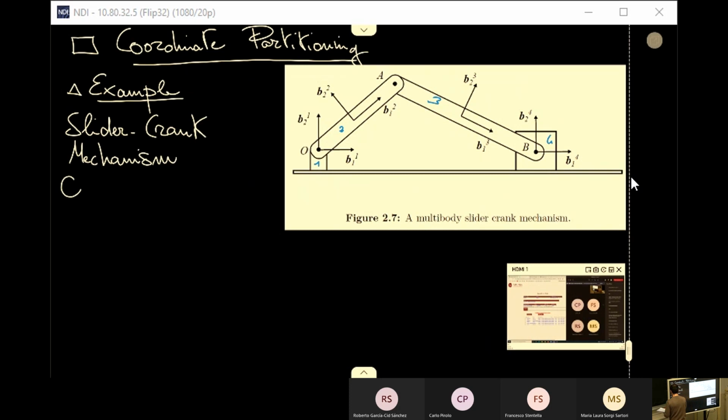So, observations. It's 4 bodies, as I was saying. And this means that since we are in the 2D domain, how many geometrical parameters do we have in theory, apart from constraints, to describe this system? Anyone? 4 bodies in 2D. How many parameters do you expect?